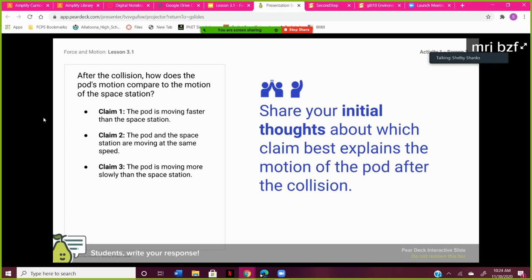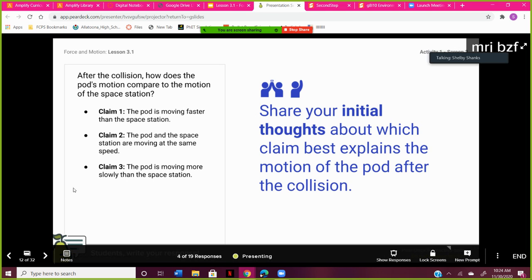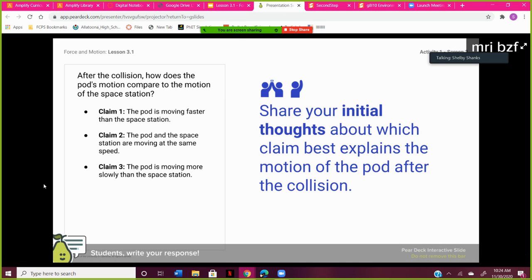All right, so is the pod moving faster than the space station? Is the pod and the space station moving at the same speed? Or is the pod moving more slowly than the space station after they collide? All right, so we know that they crashed into each other and the pod is moving away from the space station. But we need to know how fast the pod and the space station are moving. All right, so if you have not already started typing your answers out, make sure that you are responding in Pear Deck.